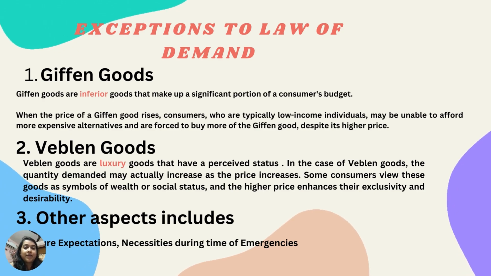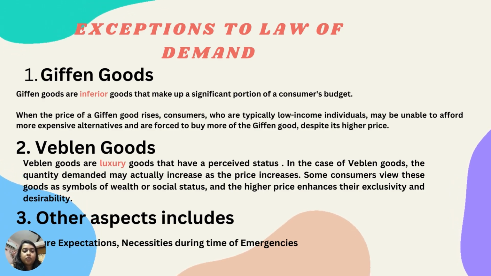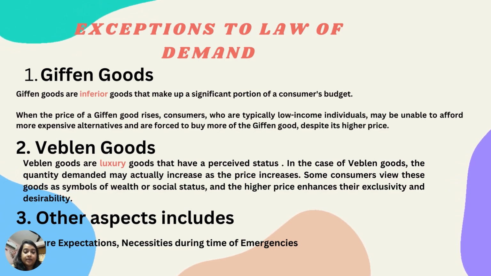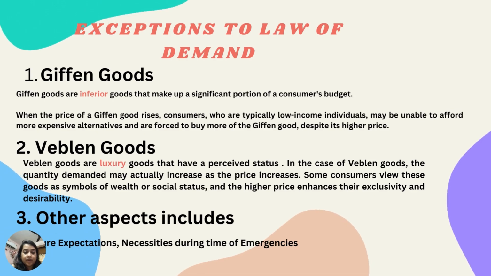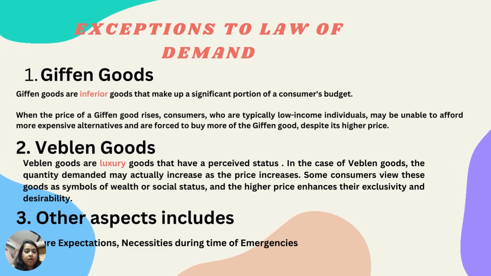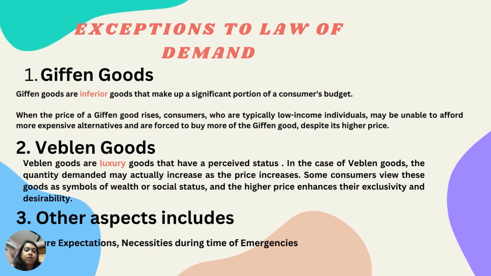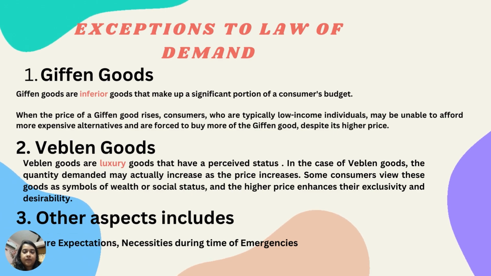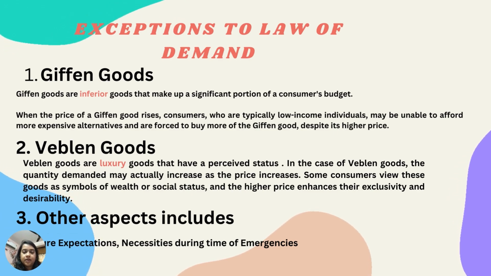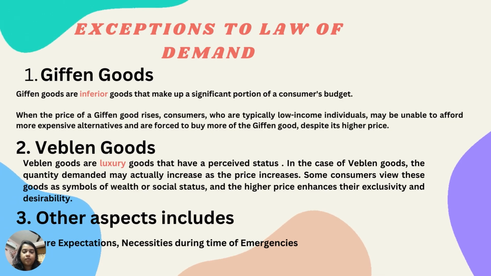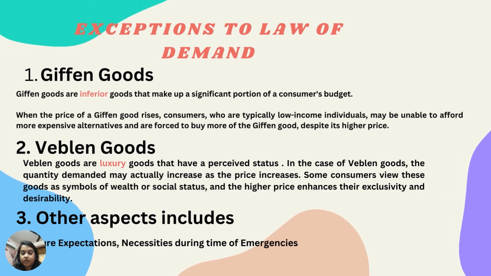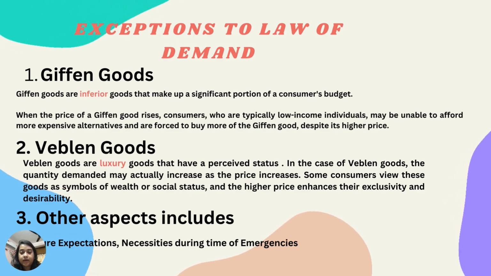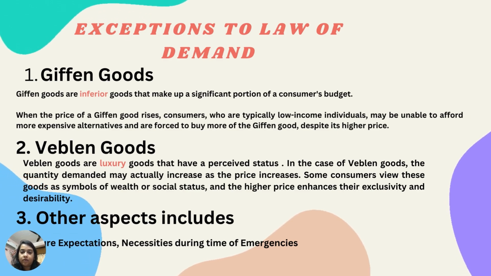There are some exceptions to the law of demand. What are the exceptions? They are Giffen goods, Veblen goods, and some other aspects which we are going to consider. So what are Giffen goods? Giffen goods are basically inferior goods. It is seen that when the price of an inferior good rises, people of the lower income group don't move to purchase goods that are more expensive alternatives. Obviously, they have to buy the Giffen good.